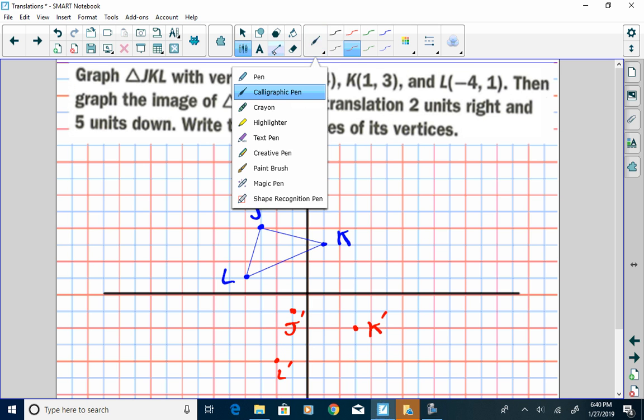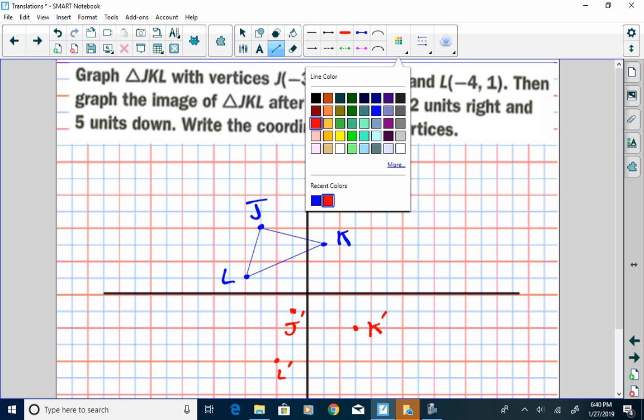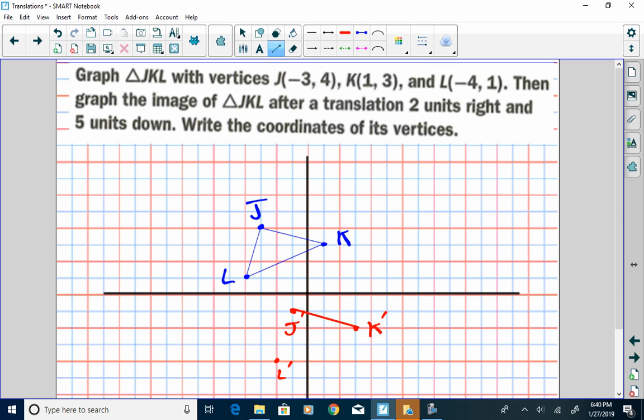I want to use a ruler to connect my points. All right, let's make that red. So I start here, connect, connect, and connect. Now, when we translate a figure, our figures should be similar, meaning they should be the same size. All right? And they are the same size and the same shape, right? So they're same size, same shape.